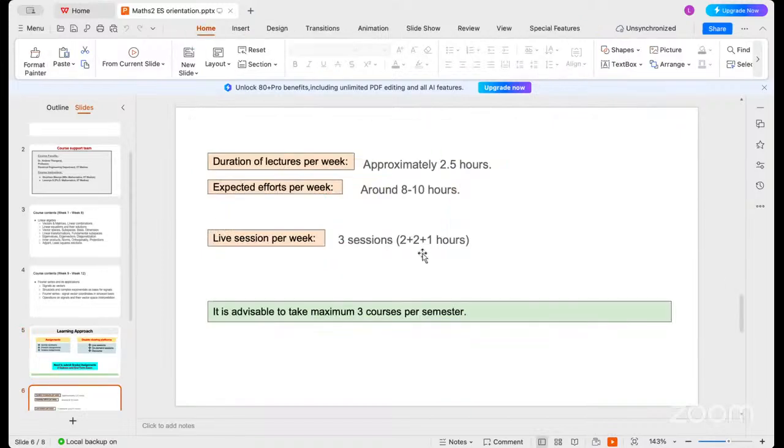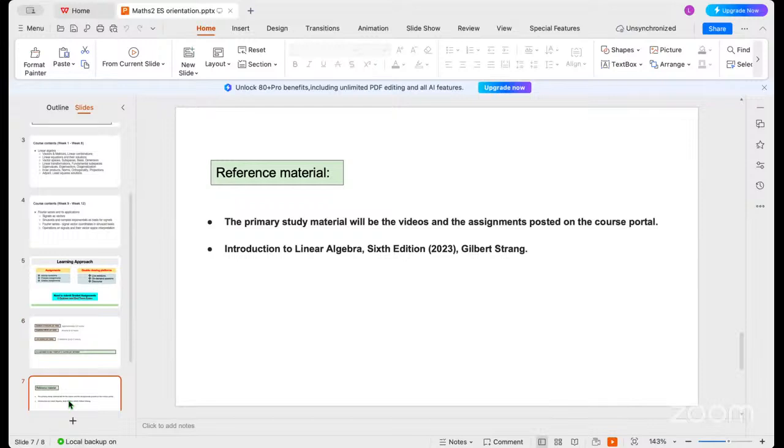And these are the approximate course timings. For lectures we need approximately 2.5 hours, and we expect around 8 to 10 hours of your time to have a successful outcome for this course. As I told you, there will be three sessions, which is totally 5 hours for this course. Mainly you have to concentrate on the videos, live sessions, and the assignments given in the course portal. This is a general reference which you can refer to for the contents of linear algebra.